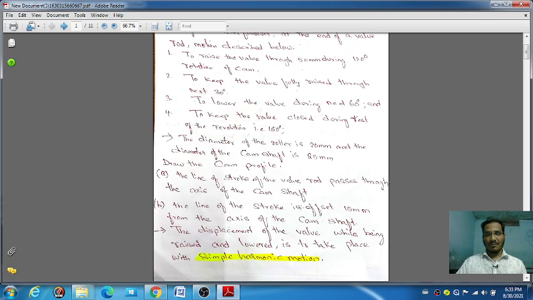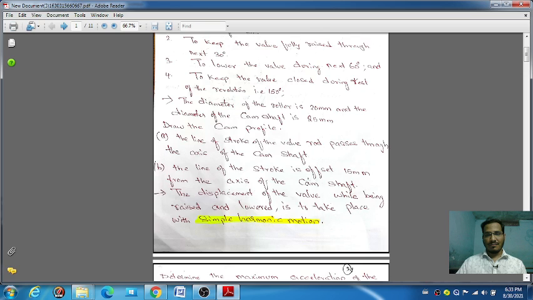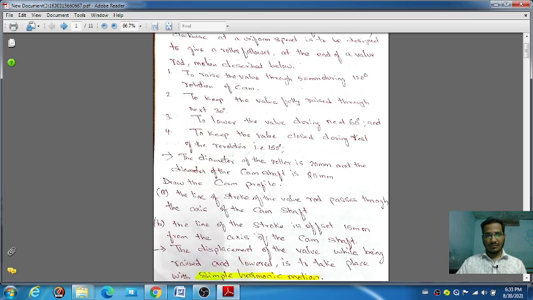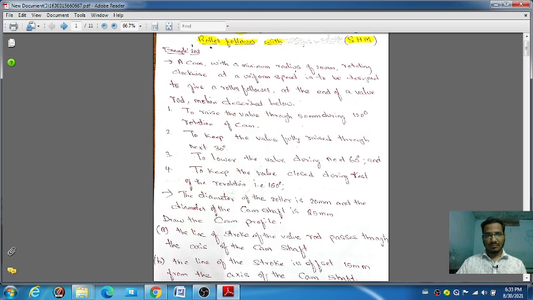100 RPM. Here the question gives the speed of the camshaft as 100 RPM. The camshaft speed.